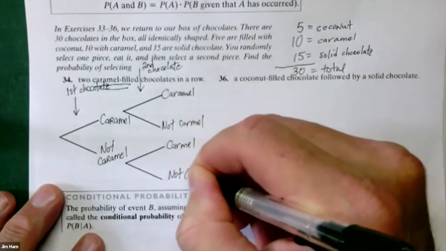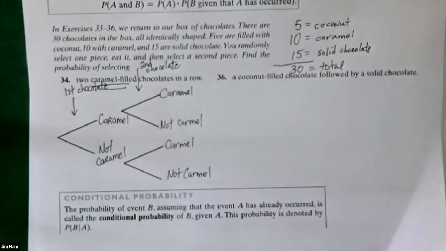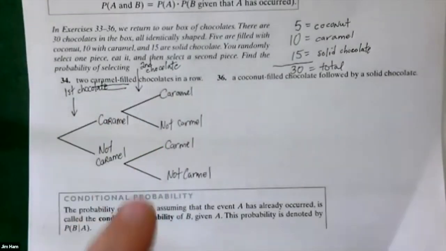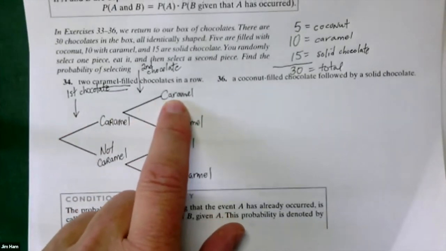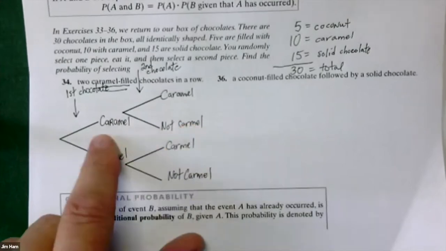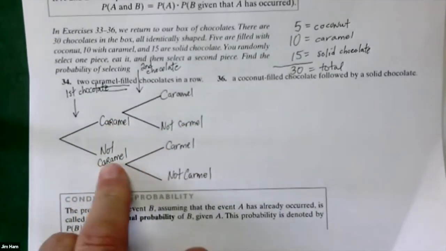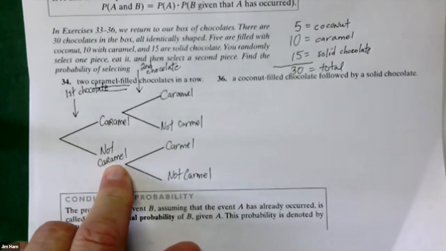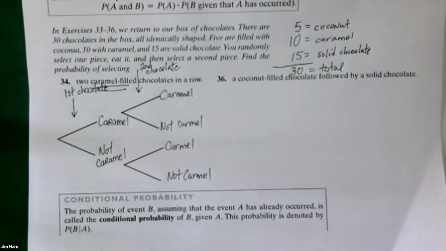not caramel. And we repeat the caramel, not caramel twice over here because we want all six of these probabilities to be labeled. And we can select a caramel, as our second chocolate, or a non-caramel after first having selected a caramel in the first one. Or we could select a non-caramel as our first chocolate. There would still be caramels and non-caramels to choose from. So we want to make sure that our tree diagram has all the possible outcomes.